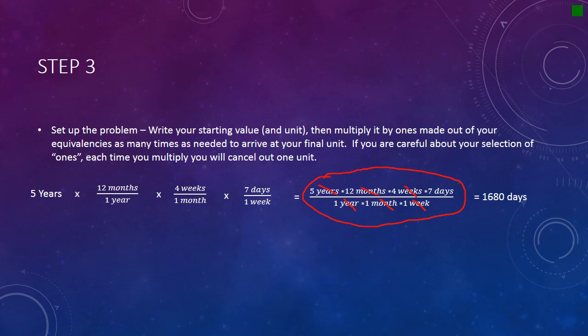1 times 1 times 1 is 1. And anything divided by itself or divided by 1 is itself. So we just multiply the numbers across the top. And we have this.